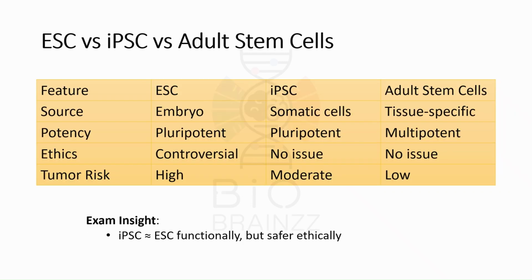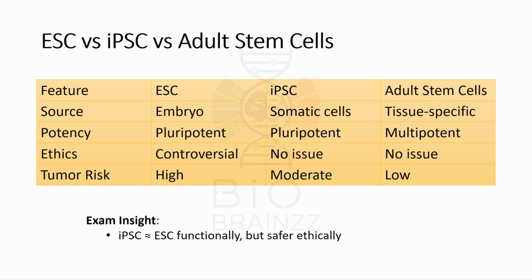This slide compares three types of stem cells. Embryonic stem cells come from embryos and are pluripotent. iPSCs are derived from somatic cells but also show pluripotency. Adult stem cells are found in tissues and are multipotent. Ethically, ESCs are controversial while iPSCs and adult stem cells are not.